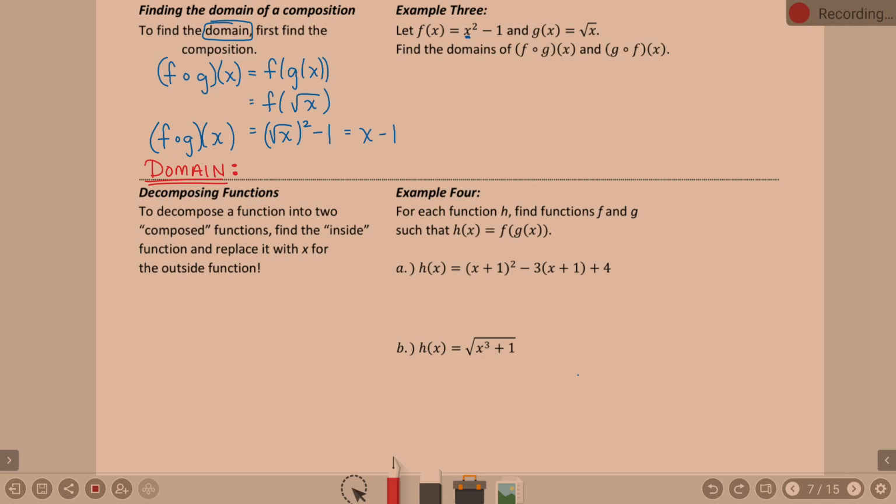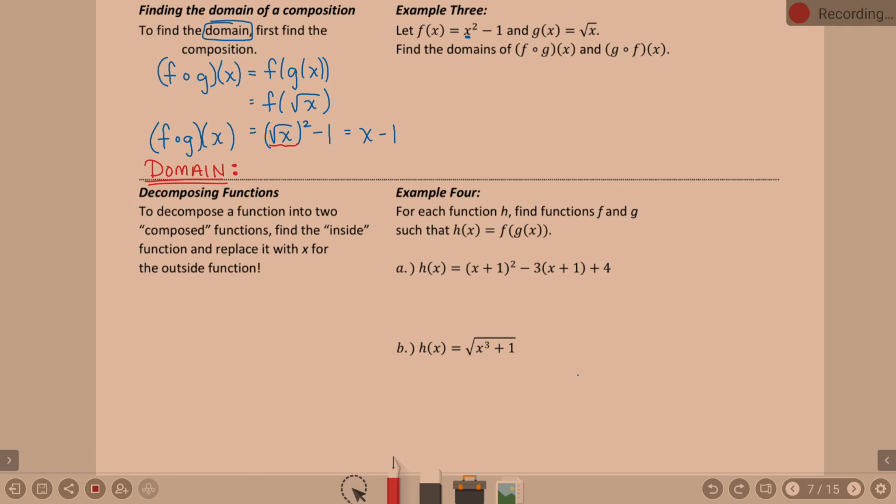Well, do I see any denominators? No. Just remember denominators cannot equal 0. Do we see any square roots? Yes, we do. If you look right here, before we simplified it, there is a square root, isn't there? What do you remember about square roots? Whatever's under the square root must be greater than or equal to 0, because the inside of a square root cannot be negative.